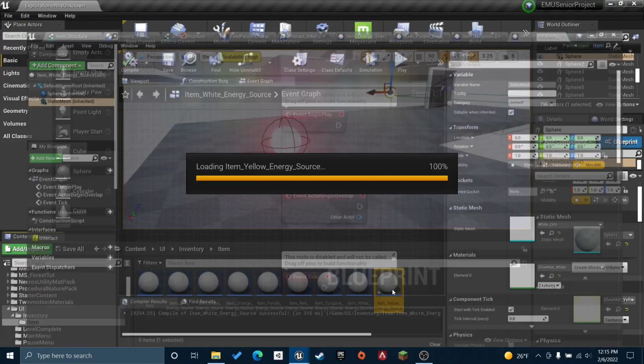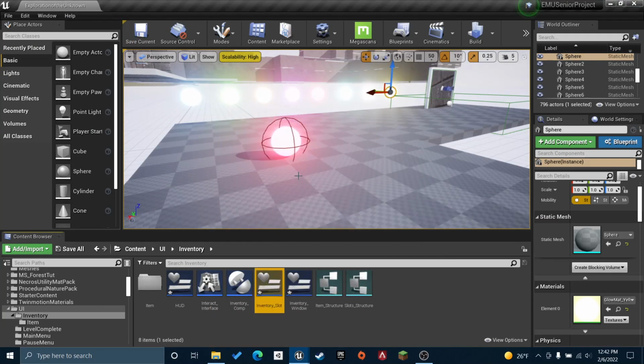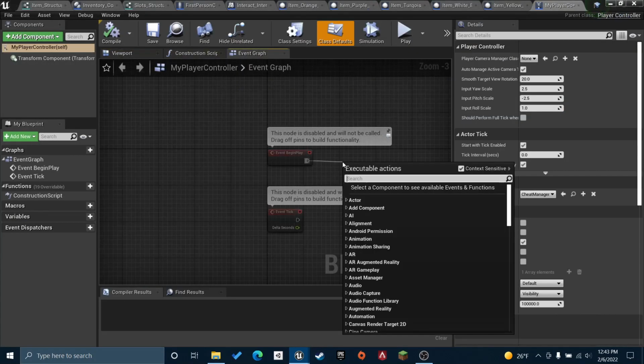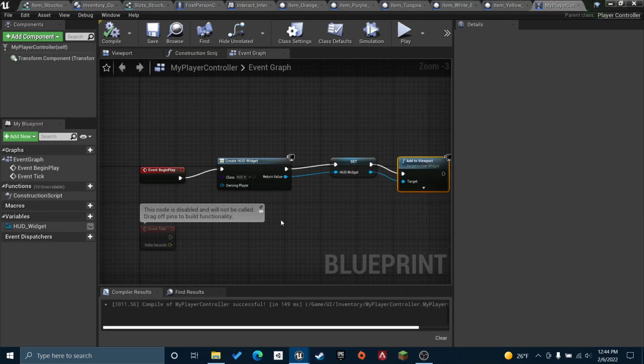So the thumbnail is actually drawn out from that object's slot structure. It actually sees the thumbnail of that object, takes the thumbnail, and then projects that into one of the slots in the inventory component.